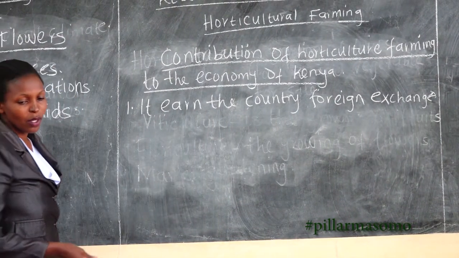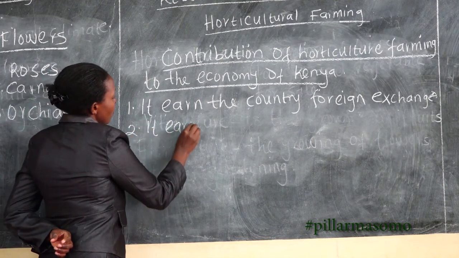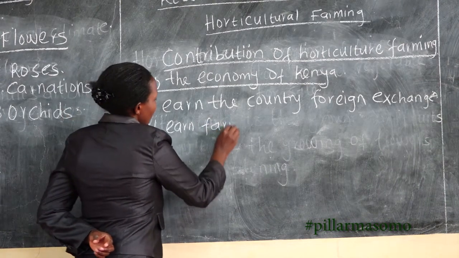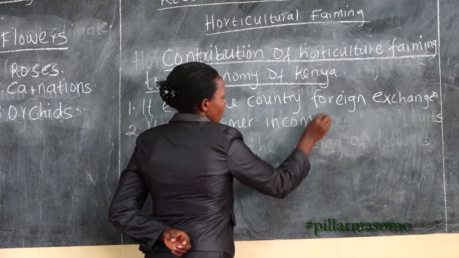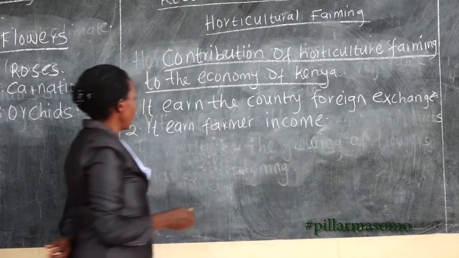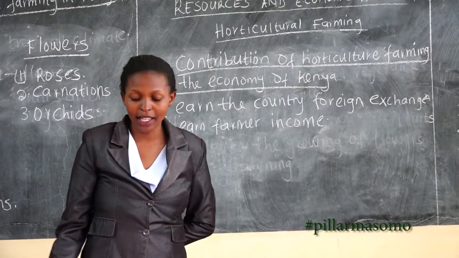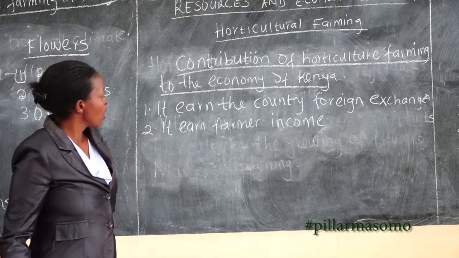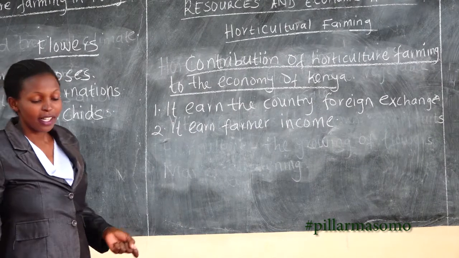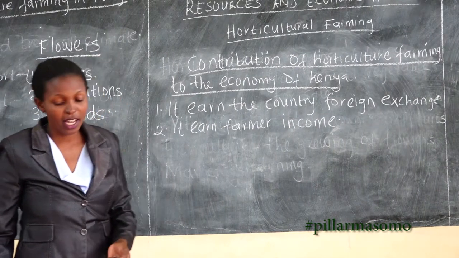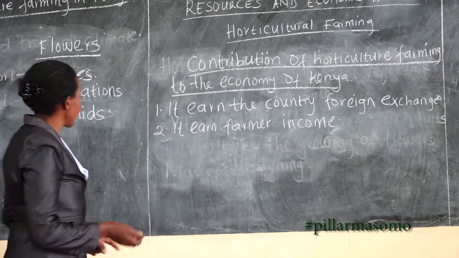Now we go to number two. Horticulture farmers earn an income after selling the produce. So when the farmer sells the horticulture produce, whatever they get is an income. Number three, it creates job opportunities in the country.